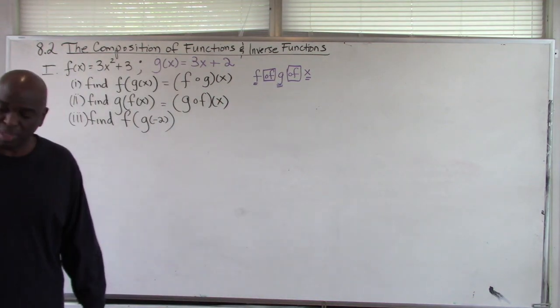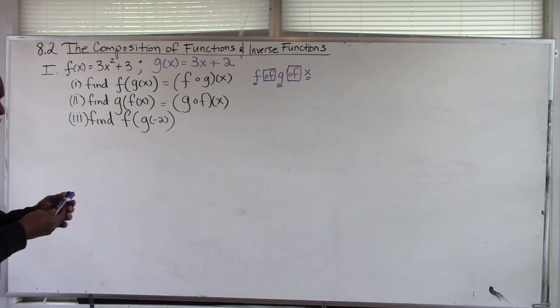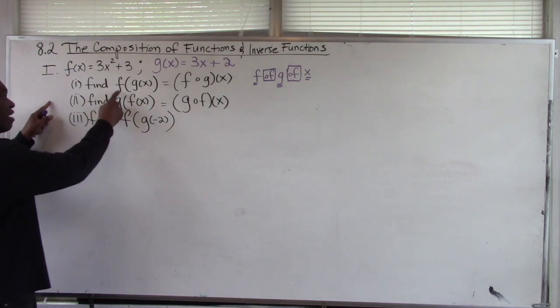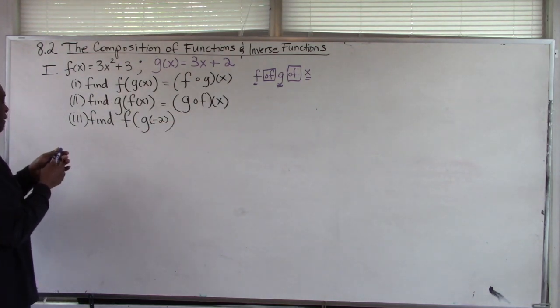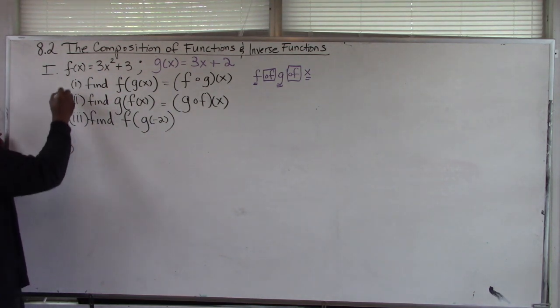All right? So, here we go. Maybe if I write it out, I can show you. Let's do number one. Let's do the first one. Let's find f of g of x. All right? So, number one, from right here.